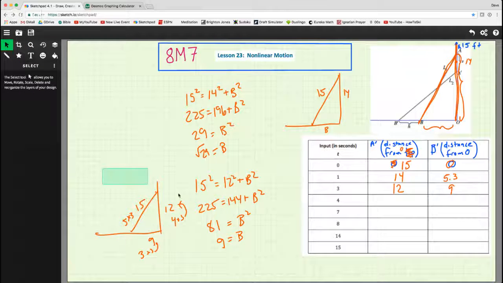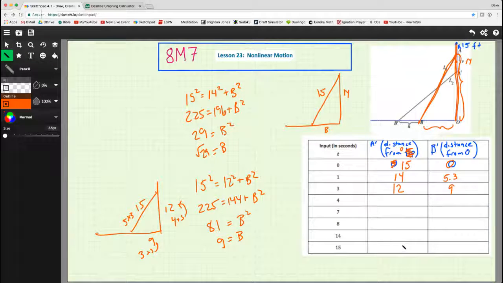So that's a perfect triangle. Okay, so I want you to keep working this. Notice that when you get down to the end, this should be 0, and this should be 15. Also notice that we should be able to calculate all these. After 4 seconds, this thing will be at 11. After 7, it'll be at 8. After 8, it will be at 7. And after 14, it will be at 1 foot. Because again, it's moving at a constant 1 foot per second.